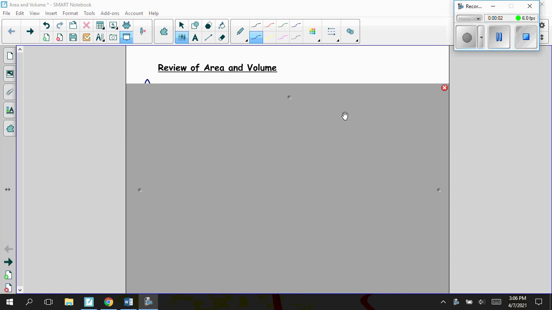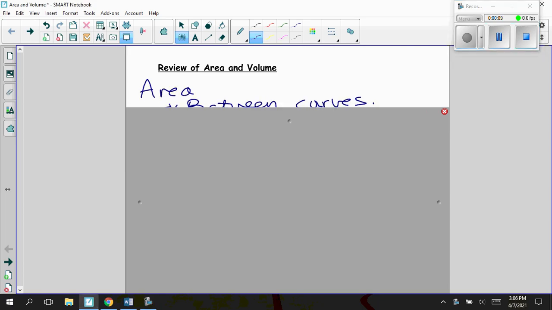All right, we are going to review and talk about area and volume today. So starting with area. This occurs when you're talking about area between curves. This is different than just an area with an x-axis, or what's the area under the curve. That's different. This is area between two curves.